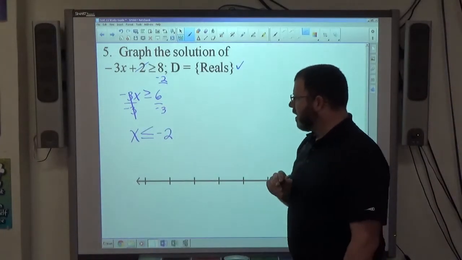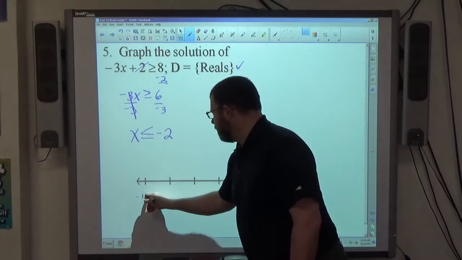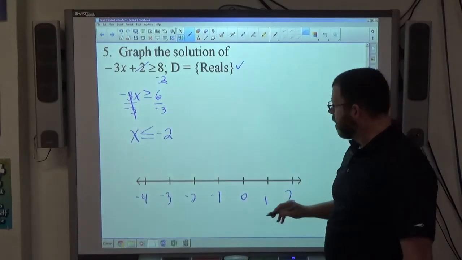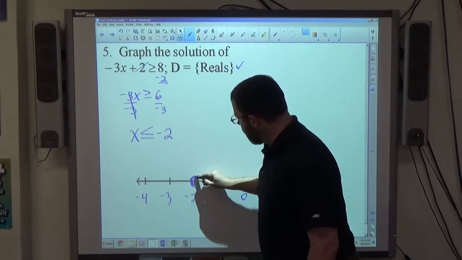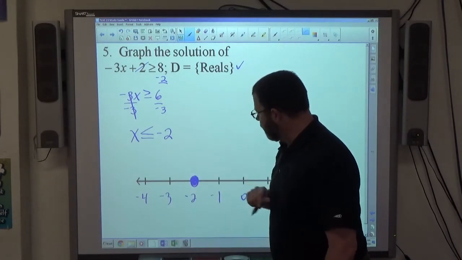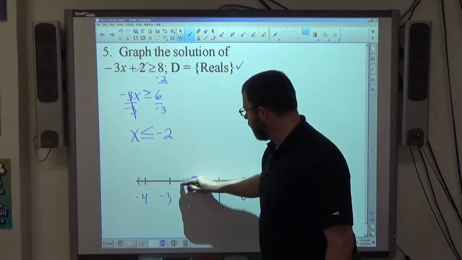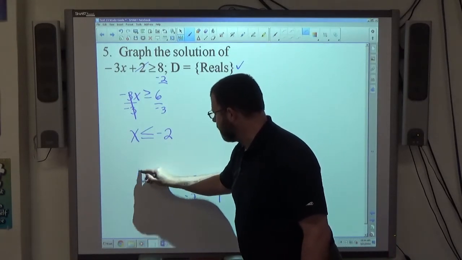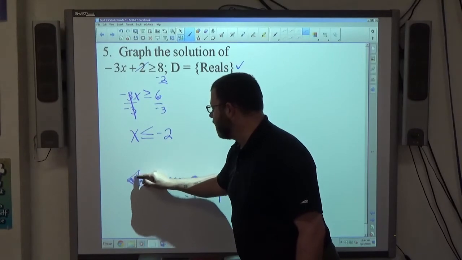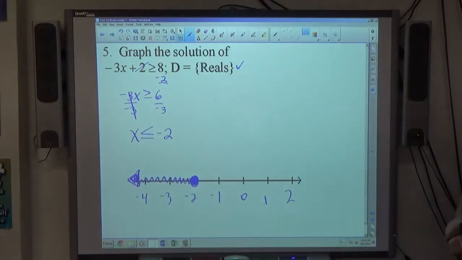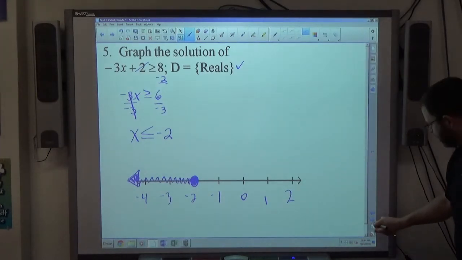We want to graph everything less than or equal to negative 2. So maybe negative 4, negative 3, negative 2, negative 1, 0, 1, 2. Less than or equal to means that we're going to put a closed, filled-in circle. Less than goes to the left, and again, real numbers, so we're going to be shading the line. Had that said integers, we would have gone dot, dot, dot, and shaded the arrow, but reals include all the fractions and decimals, so we go ahead and bold in that line.